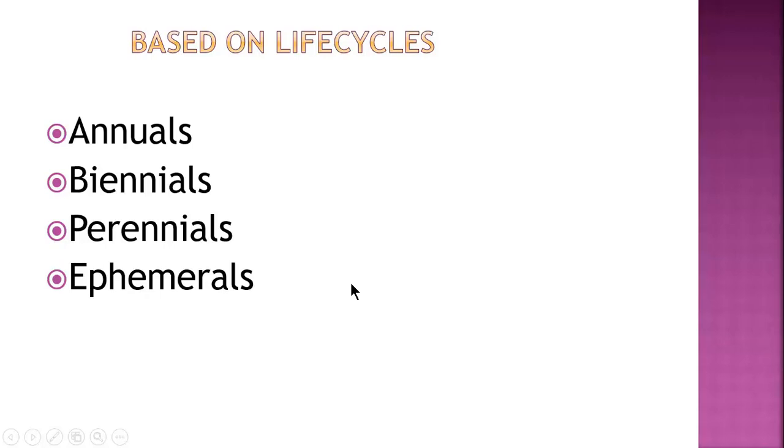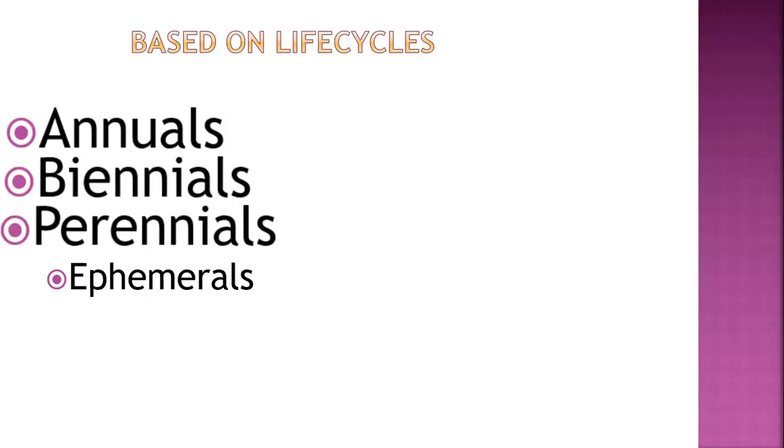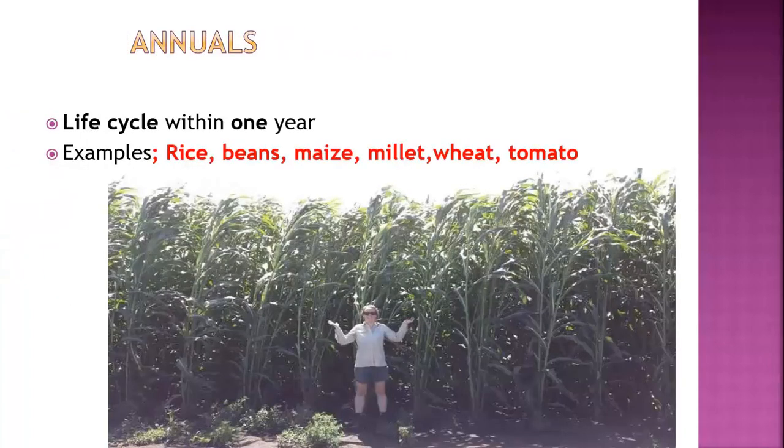Ephemerals are special plants that complete their life cycle within weeks or within months, less than 1 growing season. These are special plants in Nigeria that can be grown, cultivated during the dry season and the rainy season. So these annuals that we are talking about today is going to be our focus. Then I will give the examples. We'll look at the biennials, then we'll look at the perennials, and then we'll look at the ephemerals. Let's consider those ones that are classified based on the life cycle.